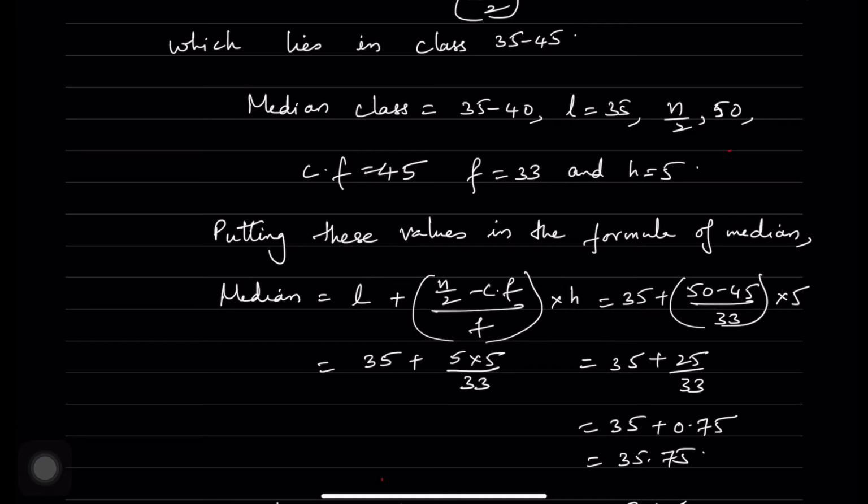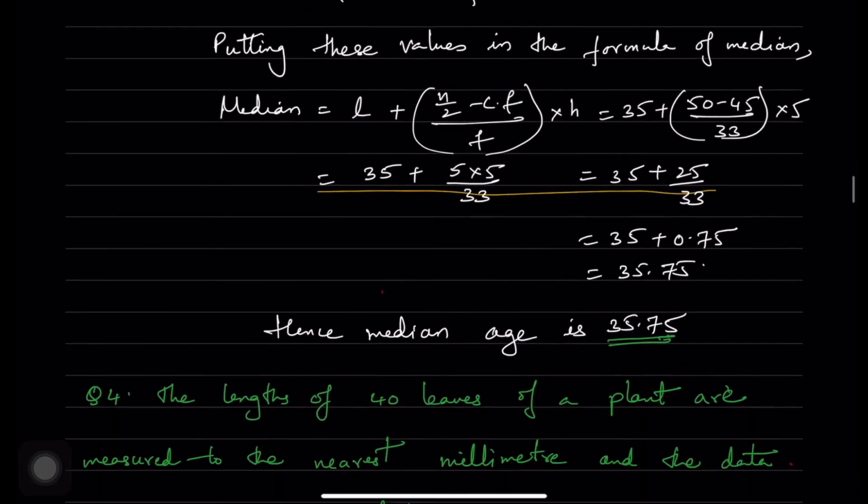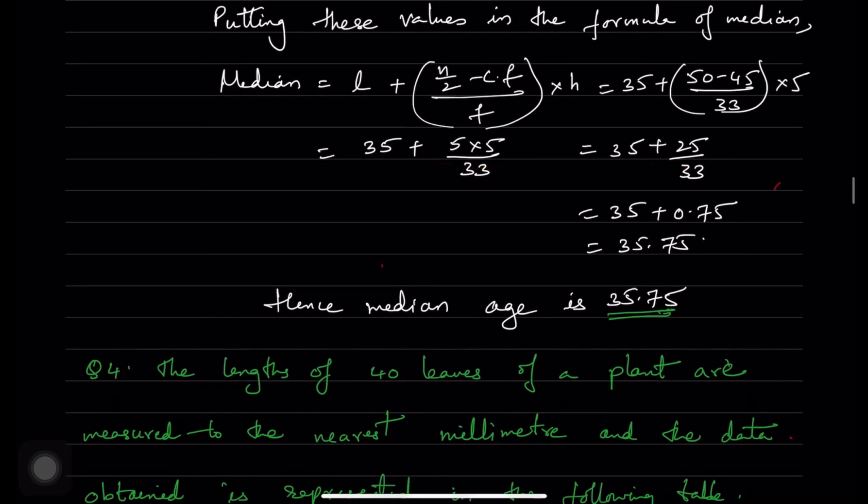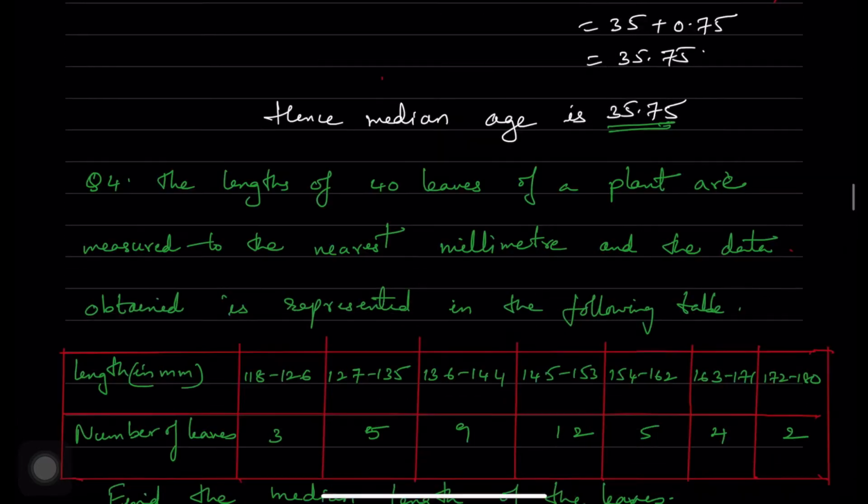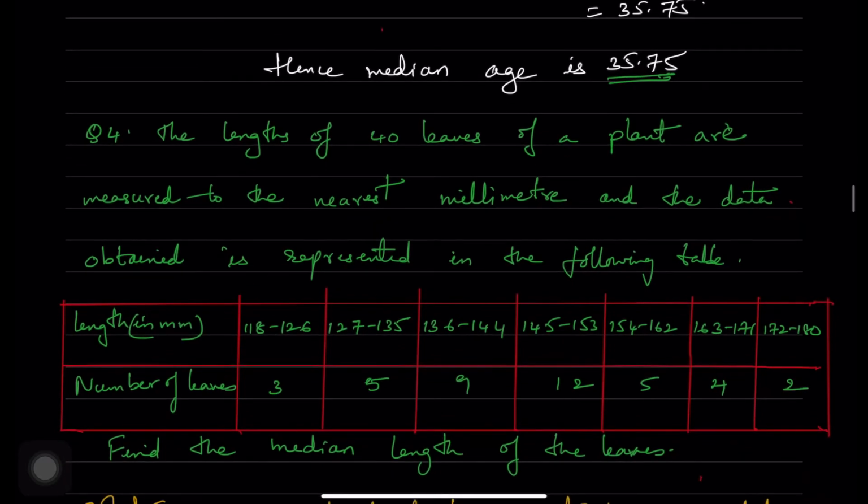L plus n by 2 minus cf by f into h, which is equal to 35 plus 50 minus 45 by 33 into 5. So 35 plus 5 into 5 by 33, which is equal to 35 plus 0.75, that is 35.75. Hence the median age is 35.75.